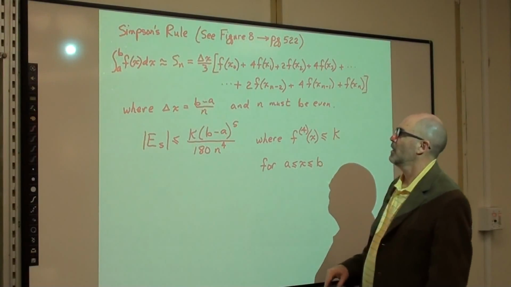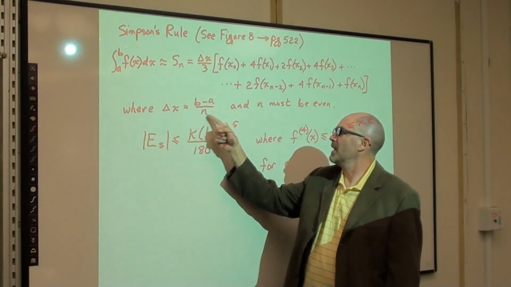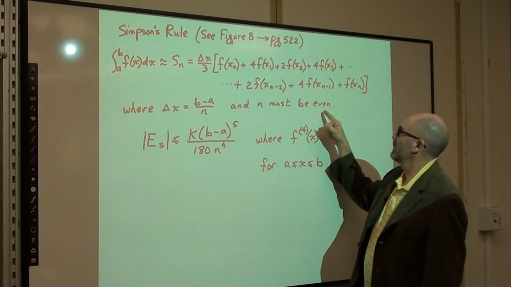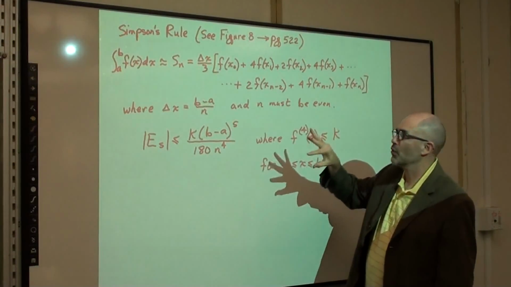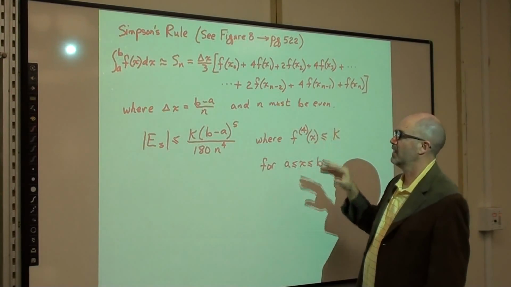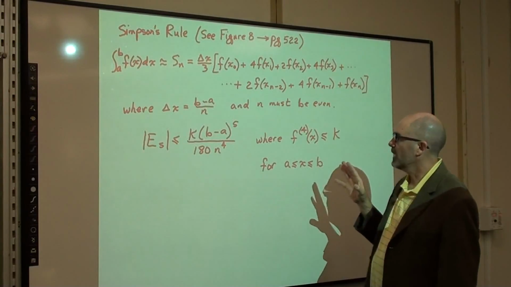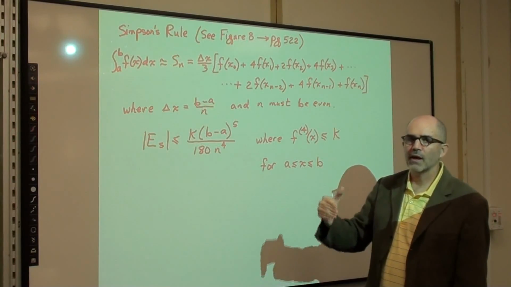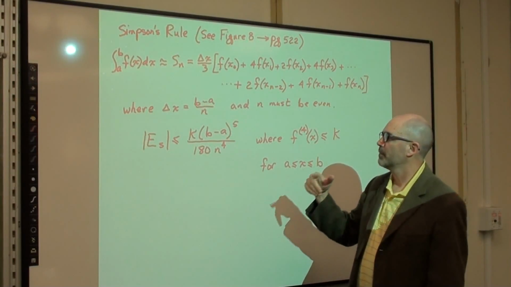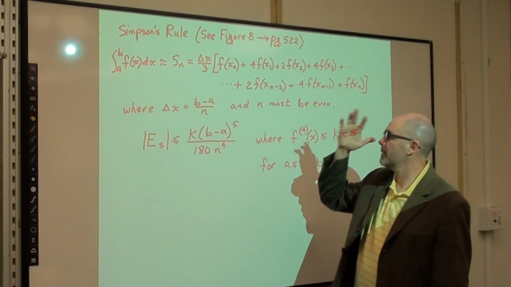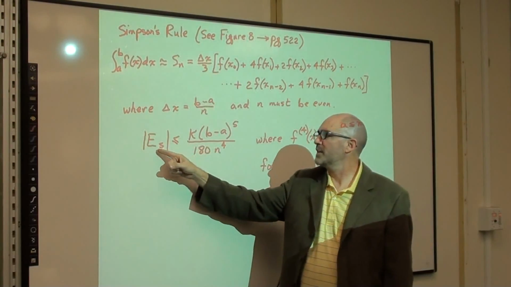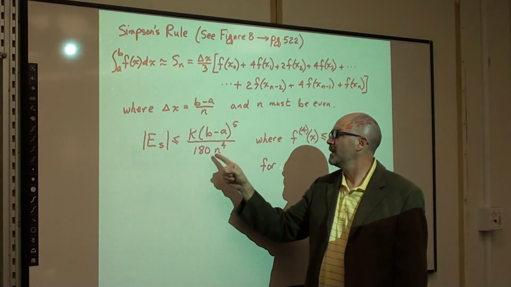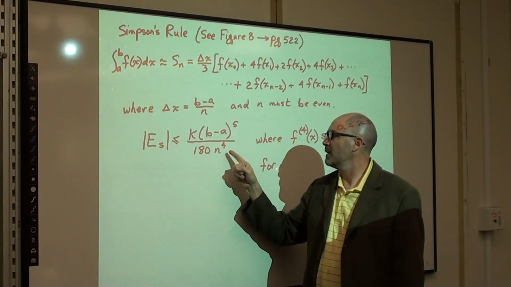So delta x is still b minus a over n. But note, n must be even here. Because if n isn't even, you're not going to be able to get your 4, 2, 4, 2, 4, 2 in. And now, like I said, this is far more accurate than the midpoint approximation or the trapezoidal approximation. So the error for Simpson is going to be k times b minus a to the 5th divided by 180 n to the 4th.